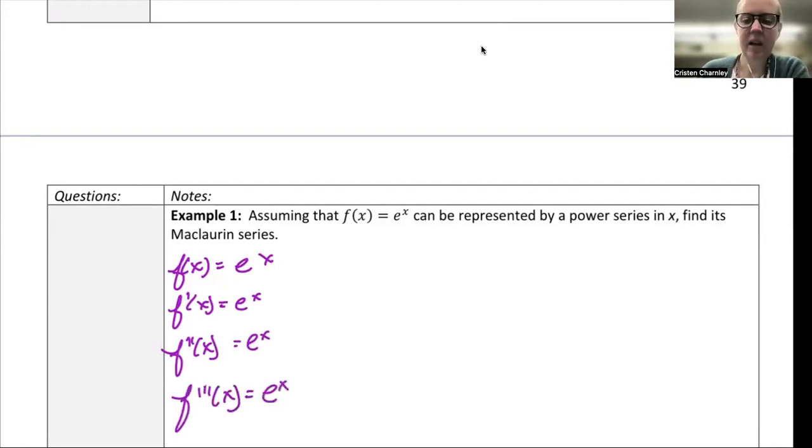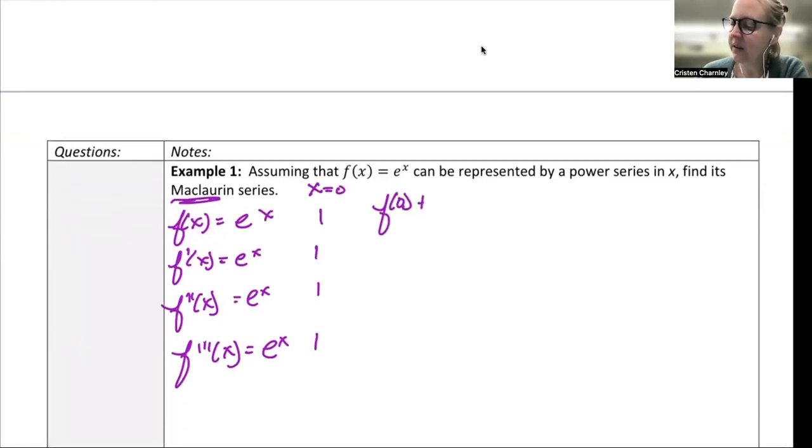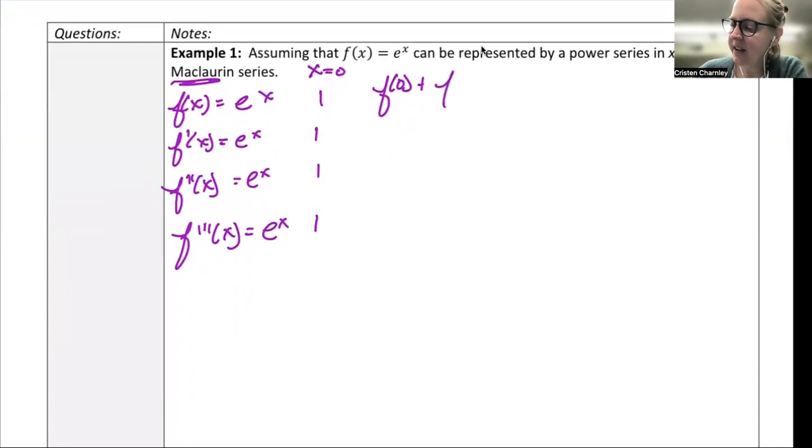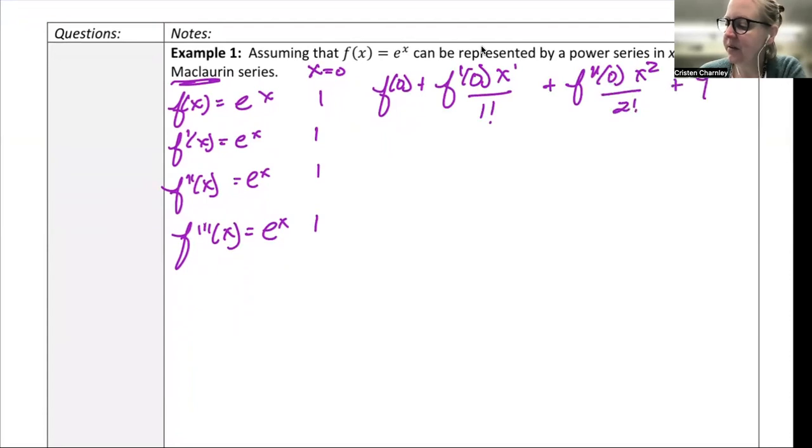So then where are we going to evaluate all these? Because it's a Maclaurin series, we're going to evaluate them when x is equal to 0. So we want to put 0 in place of x for all these derivatives. All of these will be equal to 1. Now, we're going to start with the formula. So it's f of 0, plus f prime of 0, x to the first over 1 factorial, plus the second derivative at 0, x squared over 2 factorial, plus the third derivative at 0, x cubed over 3 factorial. And you get the idea from there.